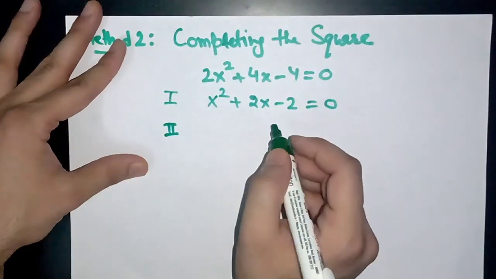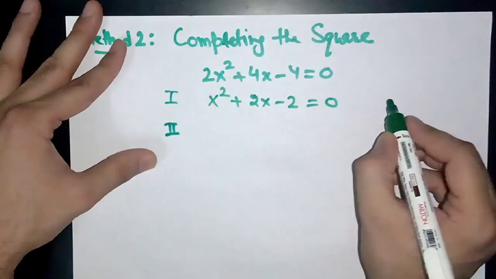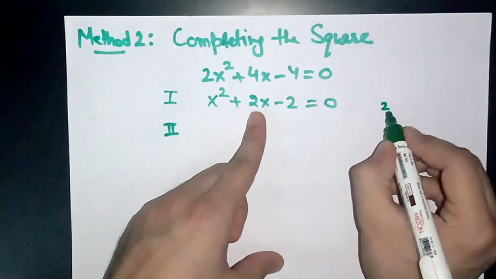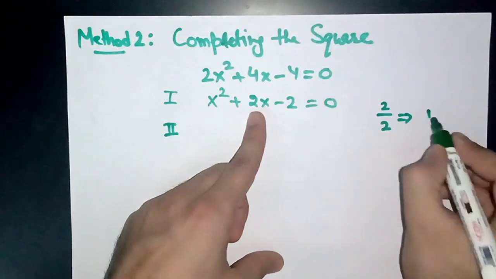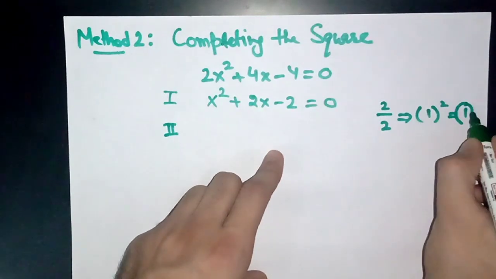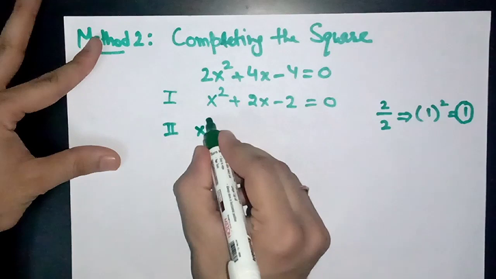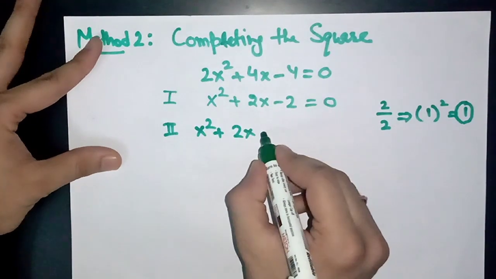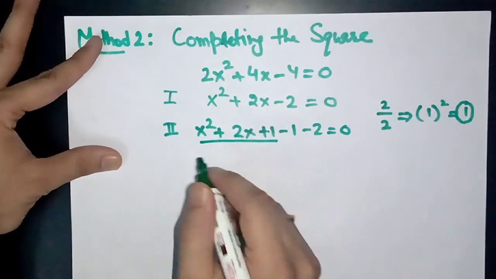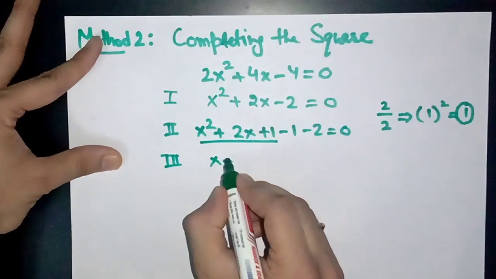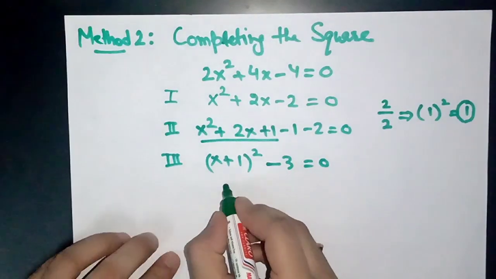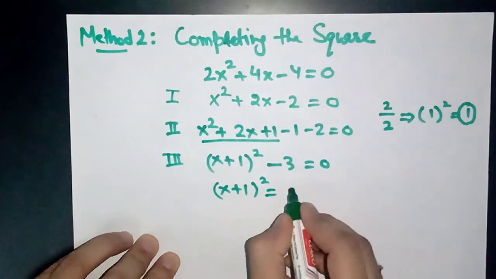Now the second step: take half of the coefficient of x, which is 2 by 2, equal to 1, and square it. Now you need to add and subtract this number in the equation. So x² + 2x + 1 - 2 = 0. Now this is a perfect square, which is (x + 1)² - 3 = 0, which is (x + 1)² = 3.